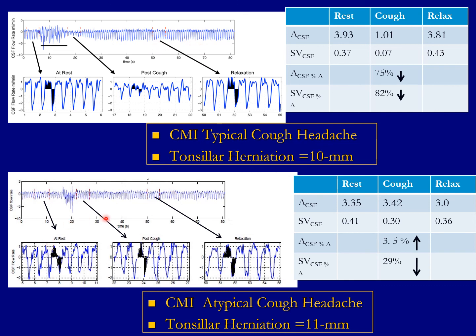It doesn't happen the same way in a patient without typical cough headache. You can see here the resting, coughing, and after coughing, the decrease is not very much. The waveforms are of similar size. The area under the curve is almost similar, and the relaxation is almost similar. So there is hardly any change. Now, this is actually a very good example of the difference between a typical and atypical headache.